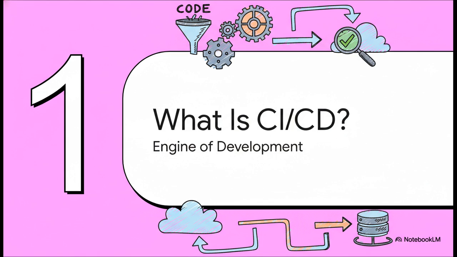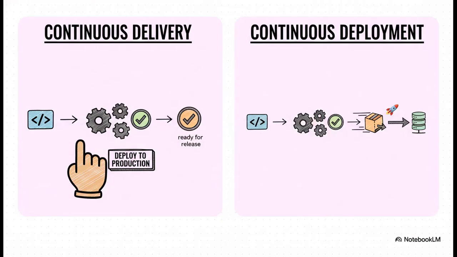First things first, let's get our heads around the big idea here. What exactly is this CI/CD thing? Because it's really the whole philosophy that Jenkins helps you bring to life. Okay, this is really important. You have to know the difference between continuous delivery and continuous deployment. They sound similar, but there's a key difference.